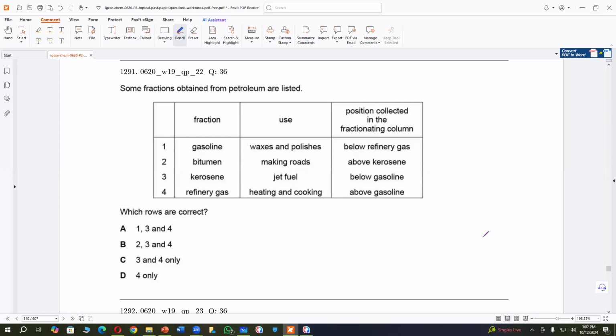Two is correct, I think. Yeah, two is correct. And I think two and three? No, no, no. Four is wrong, right? Because refinery gas is not above gasoline, it's below gasoline. So it's two, but is two correct?